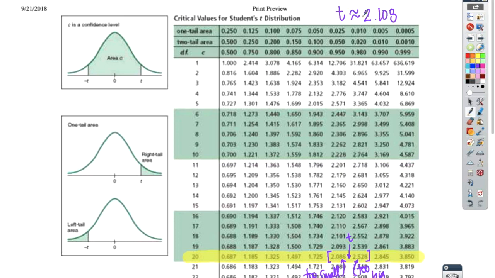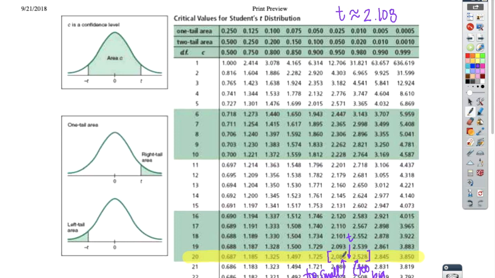Unfortunately, 2.108 isn't exactly in this table, and I'll just tell you right now, you're never going to find your exact t value in the table. It just doesn't happen. Or I should say, it would only happen very, very rarely. So you're always going to be looking for a too small, too big.